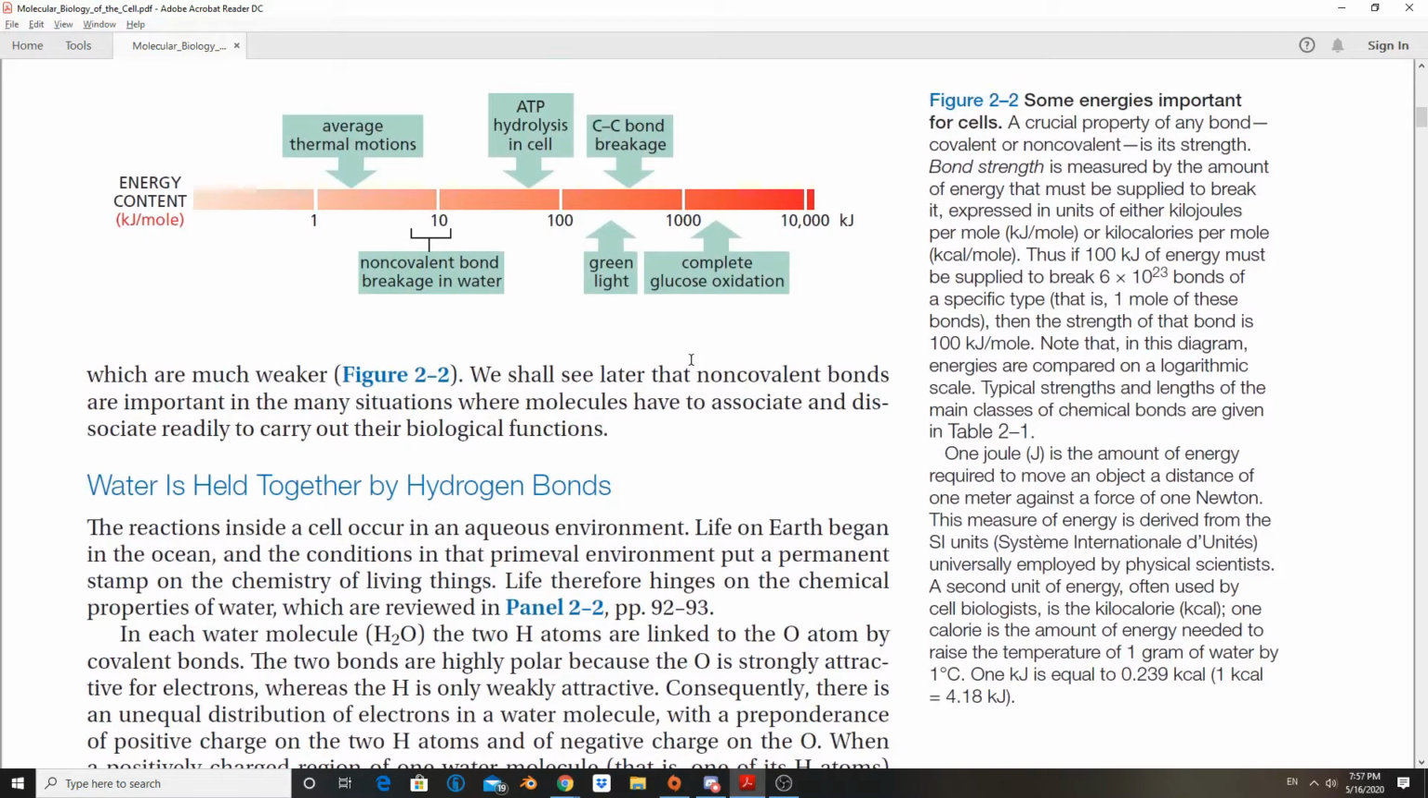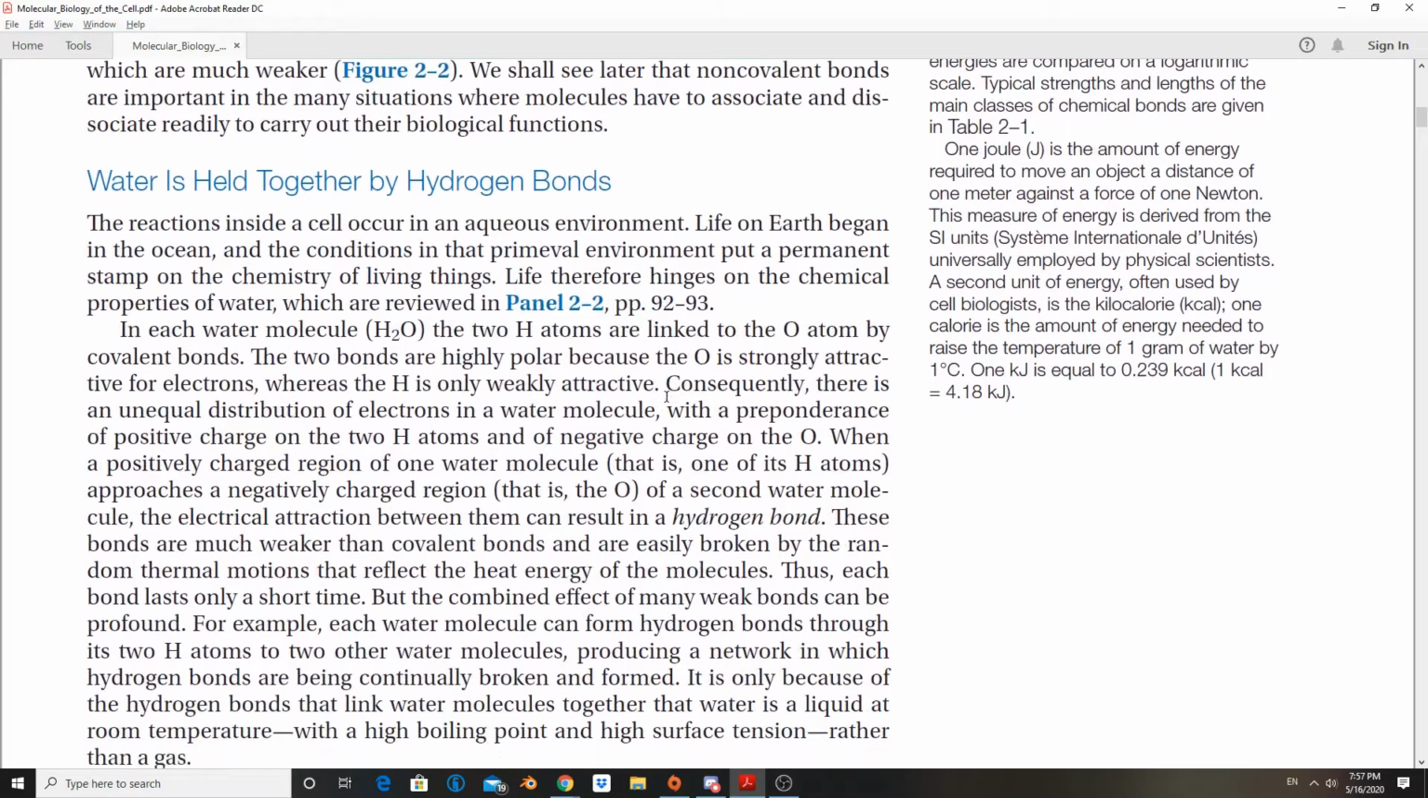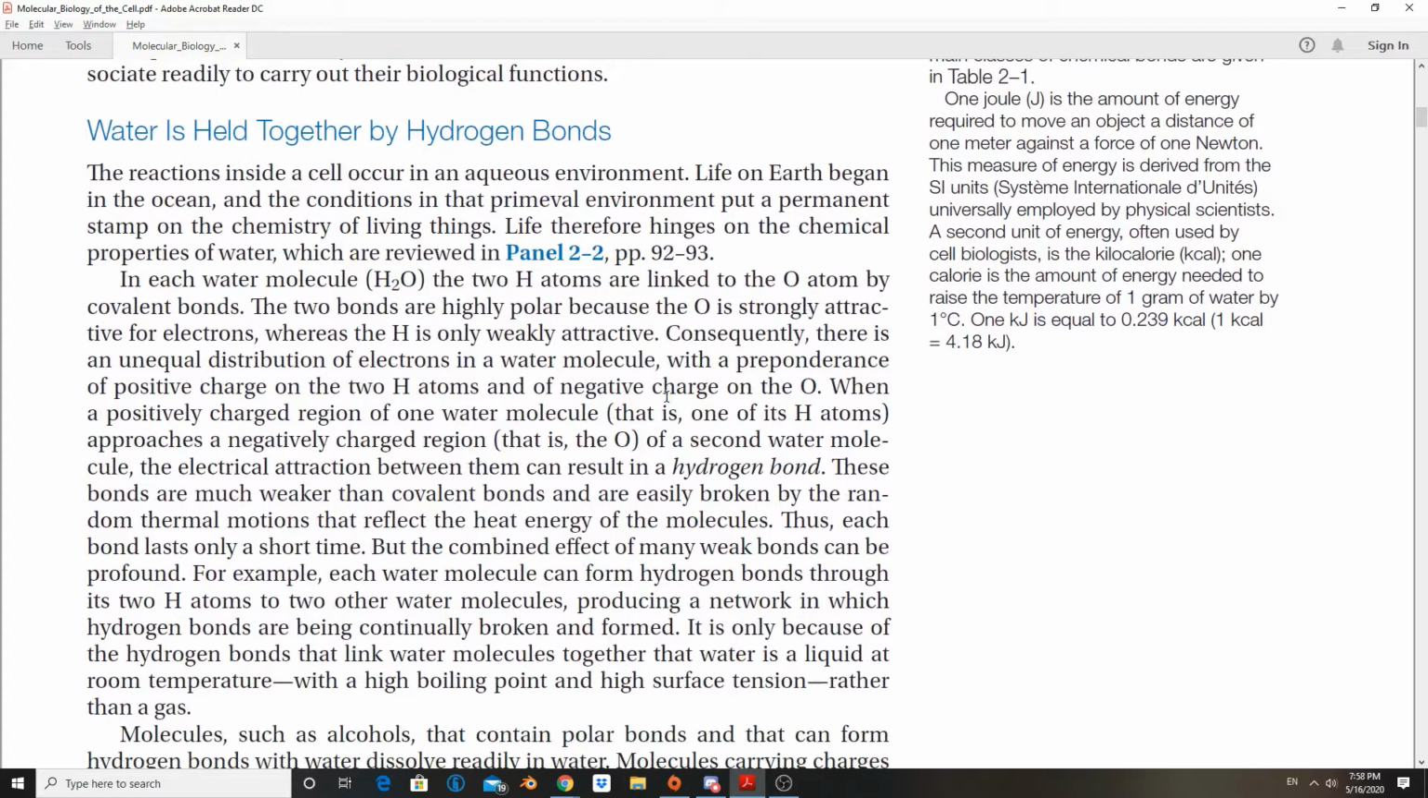Now, as I was talking about, hydrogen bonds are really important because remember the second point I talked about at the beginning of the video, that everything always occurs in an aqueous environment. Life on Earth begins in the ocean, and it's because it began in the ocean that all life on Earth is adapted for an aqueous environment. And so, therefore, cells really require the chemical properties of water.